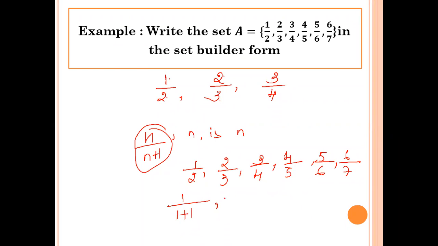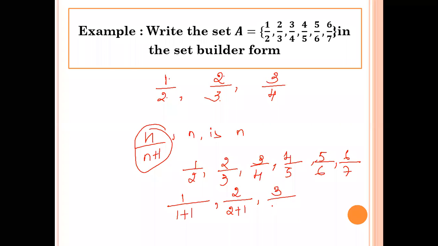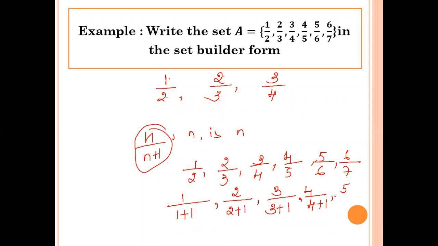1 plus 1. So numerator is 2, denominator is 2 plus 1, correct? The numerator is 3, what is the denominator? Denominator is 3 plus 1, correct? Numerator is 4, then the denominator is 4 plus 1. What is happening? Plus 1 is being added. 5 divided by 5 plus 1, 6 by 6 plus 1.